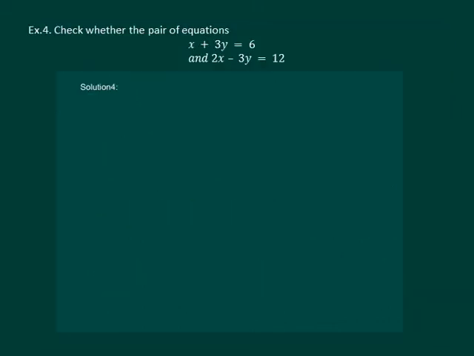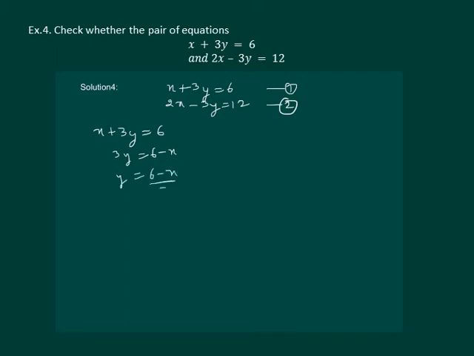Let us read the question. Check graphically whether the pair of equations is consistent. If so, solve them graphically. Since we have to solve the equations graphically, the first step would be to draw the graph of equations 1 and 2. For that we start with equation 1, x plus 3y equal to 6, 3y equal to 6 minus x, y equal to (6 minus x) by 3.